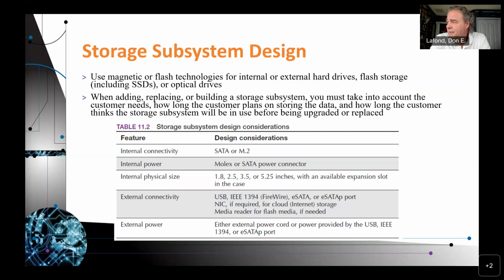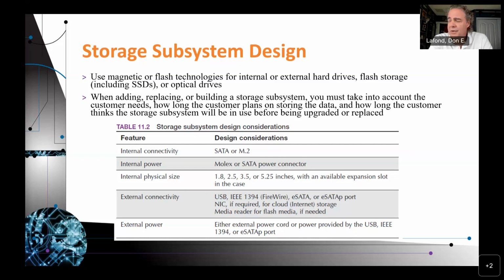IEEE 1394, that's called FireWire, eSATA, eSATA AP. eSATA is just a SATA connection that is on the outside of the computer. It actually has a different connector, but it works at the same speed as your motherboard's SATA connection. So if you're at 6 gigabit per second, or 6 megabyte, I think it's 6 gigabit, then the eSATA would be at the same speed inside or outside.